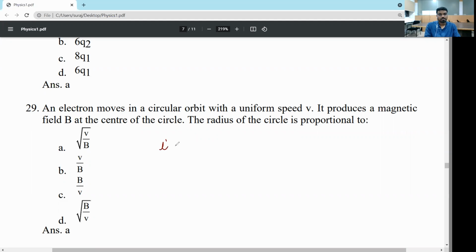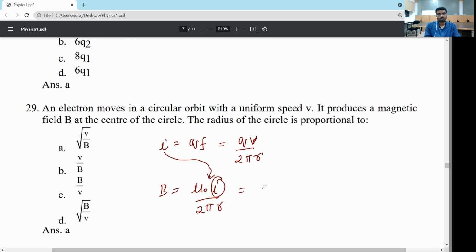See, current is what? Charge by time. That means Q times the frequency. So that means Q over the time period, which is 2 pi by omega, or 2 pi r by v. V will go up. This is how current, right? Magnetic field is what? mu naught I by 2 pi r. Substitute current here, so mu naught q v by 2 pi r. This becomes a whole square. Based on this, find the proportionality.